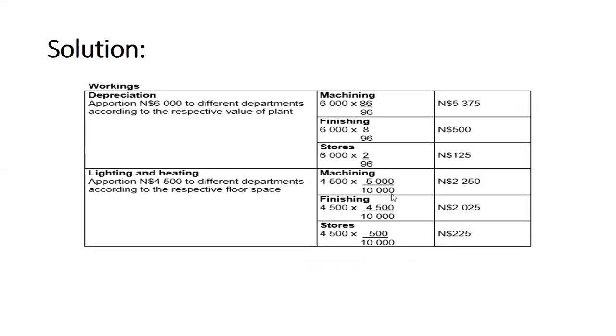So that's exactly what we did. For machining, we get this amount, for finishing this amount. If we add the three amounts, it will give us 4.5.